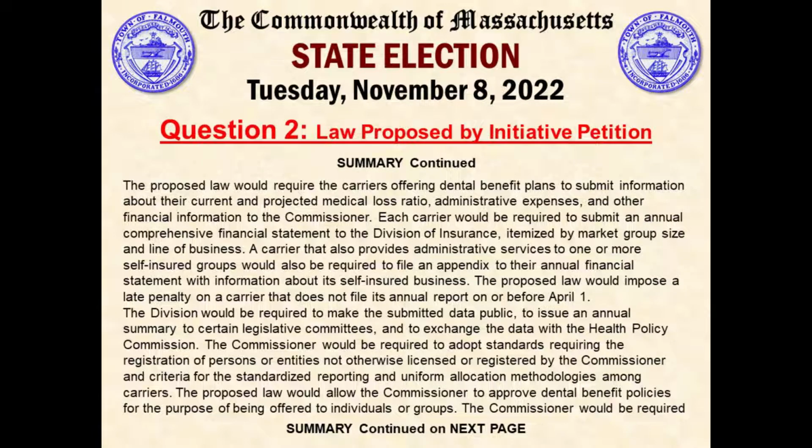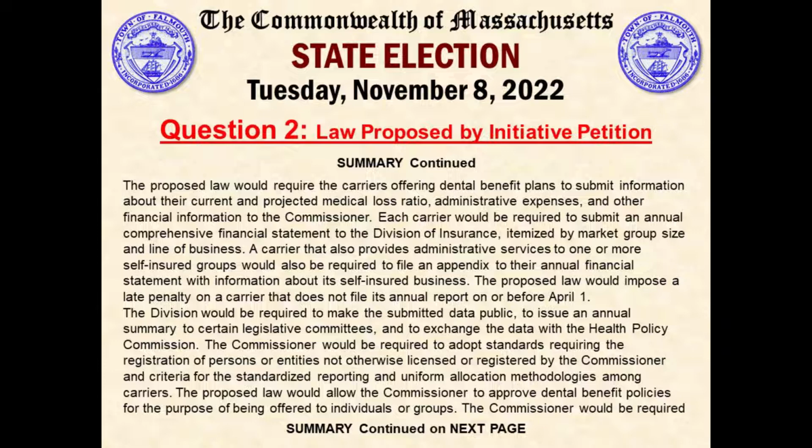A carrier that also provides administrative services to one or more self-insured groups would also be required to file an appendix to their annual financial statement with information about its self-insured business. The proposed law would impose a late penalty on a carrier that does not file its annual report on or before April 1st. The division would be required to make the submitted data public, to issue an annual summary to certain legislative committees, and to exchange the data with the Health Policy Commission.